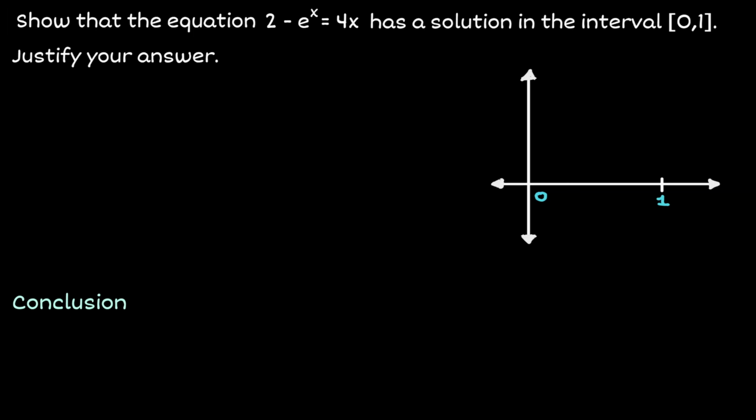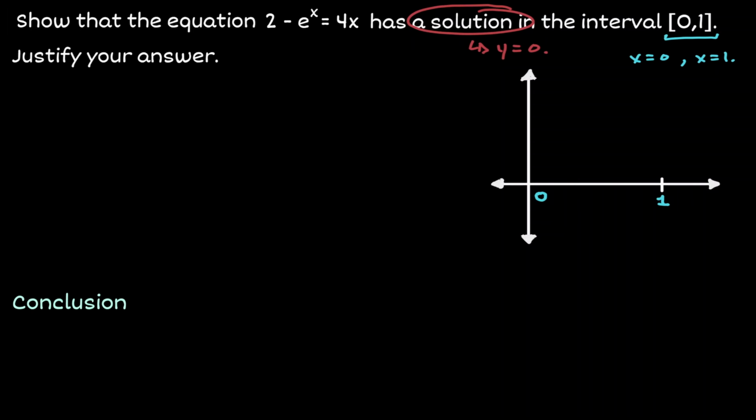So now we're given a different function, 2 minus e to the x, equivalent to 4x. And what we would like to do is show that there is a solution somewhere in the interval from 0 to 1. If we rephrase this question, knowing that solutions are located where the y value is equivalent to 0, what we want to show is that y equals 0 somewhere between the x values of x equals 0 and x equals 1.